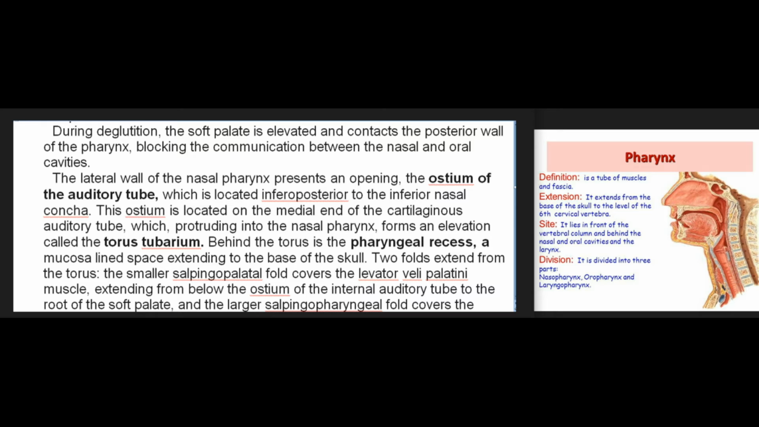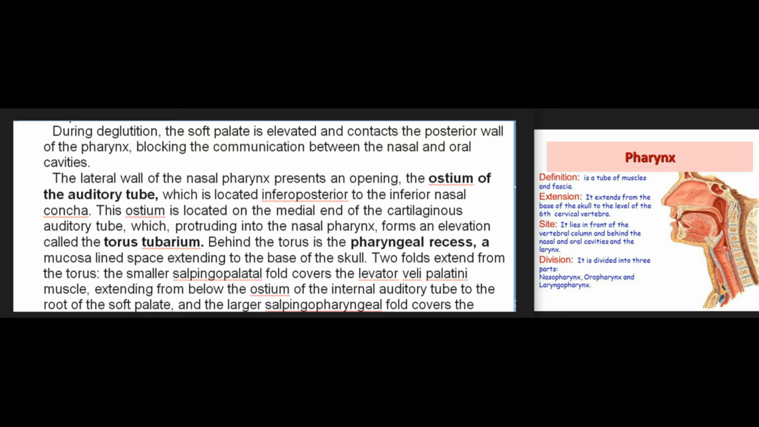During deglutition, the soft palate is elevated and contacts the posterior wall of the pharynx, blocking the communication between the nasal and oral cavities. The lateral wall of the nasal pharynx presents an opening, the ostium of the auditory tube, which is located infero-posterior to the inferior nasal concha. This ostium is located on the medial end of the cartilaginous auditory tube, which, protruding into the nasal pharynx, forms an elevation called the torus tubarius. Behind the torus is the pharyngeal recess, a mucosa-lined space extending to the base of the skull.